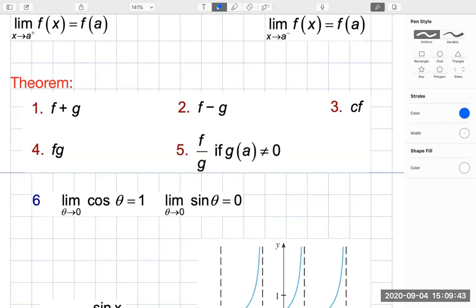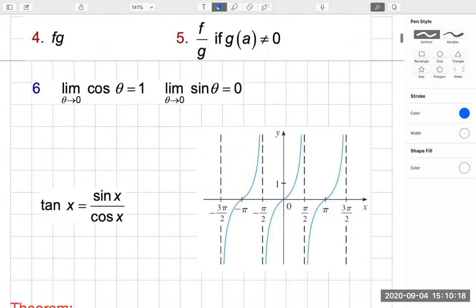Here are some basic things about continuity of two functions f and g. The theorems say that the sum or the difference of two continuous functions will still be continuous, or c times f is continuous if f is continuous, or the product of two functions continuous at a point would also be continuous, and the quotient of two continuous functions is also continuous, provided that g is not 0 at that point.